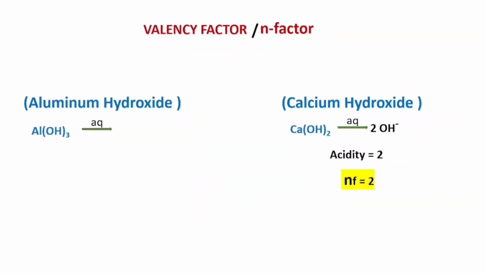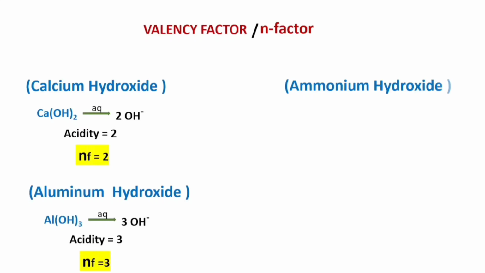Aluminium hydroxide. Aluminium hydroxide has 3 hydroxyl groups and it displaces all the 3 hydroxyl anions in aqueous solution, so its acidity is 3 with N factor 3. Our next example is ammonium hydroxide. Ammonium hydroxide has only one hydroxyl ion in its molecule that gets displaced in aqueous solution. So, it is a monoacidic base with N factor 1.